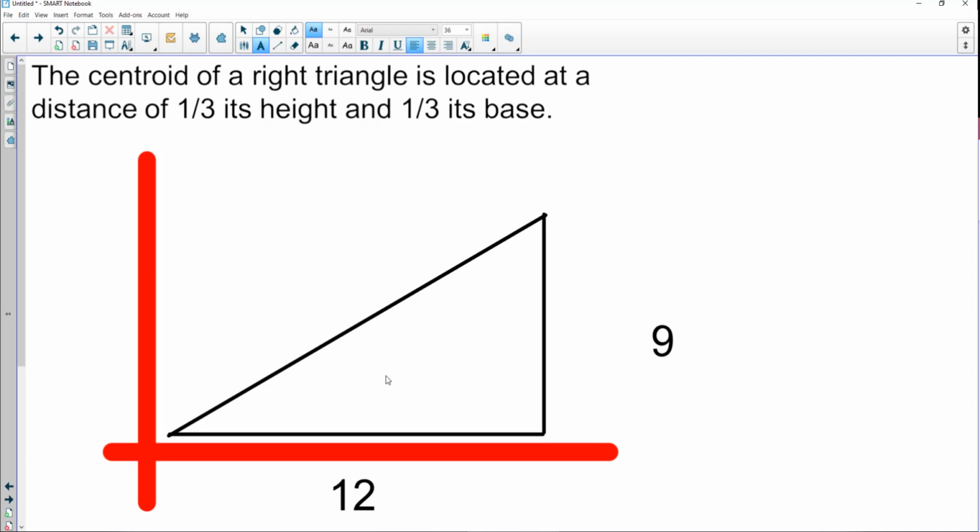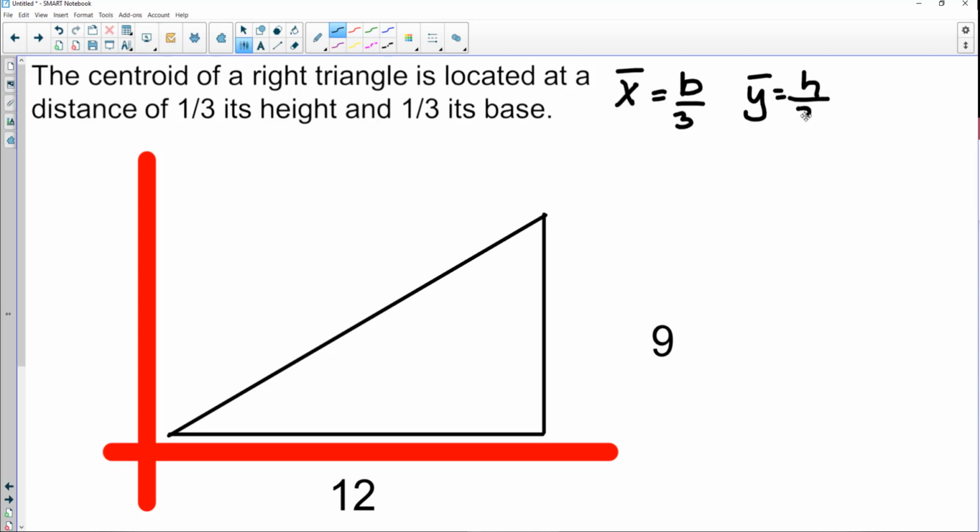So 12 and 9. A second ago, what we found was that when doing these calculations, x equals base divided by 3 and y equaled height divided by 3. Okay, so you say to me, well, okay, Mr. Cahoon, the x is, so that would be 12 divided by 3, so x equals 4. And then you say, all right, Mr. Cahoon, well, let's see, y is 9 divided by 3, so y equals 3.